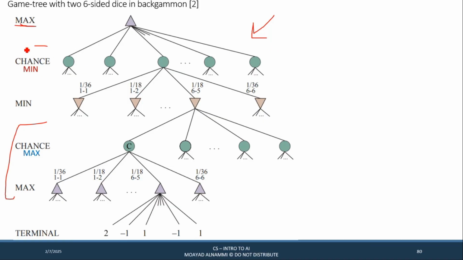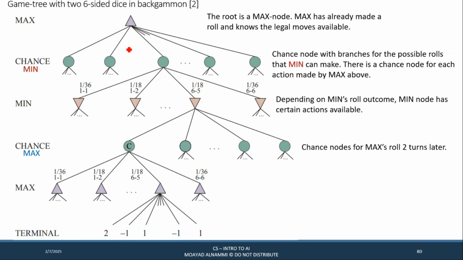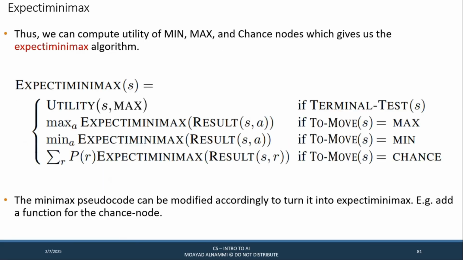Computationally, there are levels of alternating chance and min nodes and so on until you reach terminal states, and then you compute the min nodes, you compute the chance nodes all the way up to the root. At the root, once you've computed all the utilities of the chance nodes under it, you can select the best action. So this is a very simple modification to minimax.